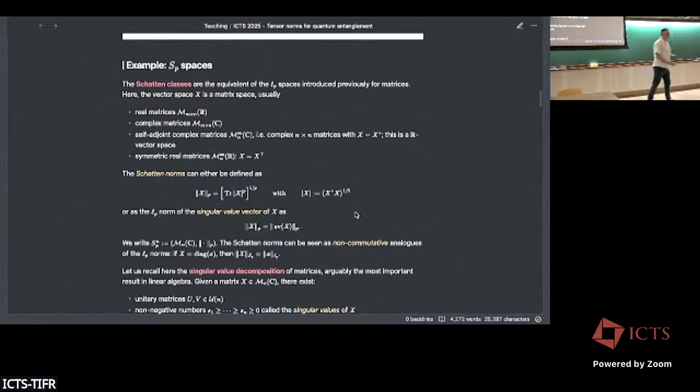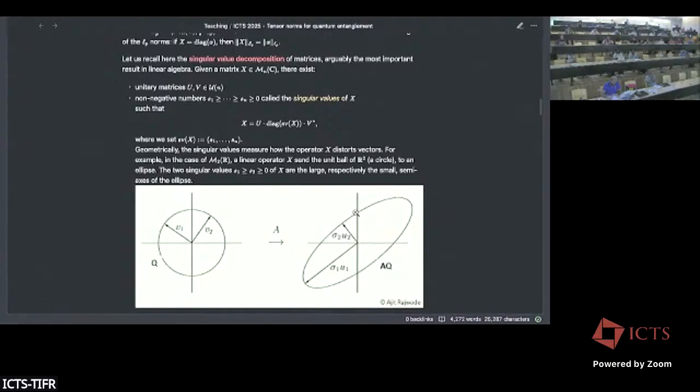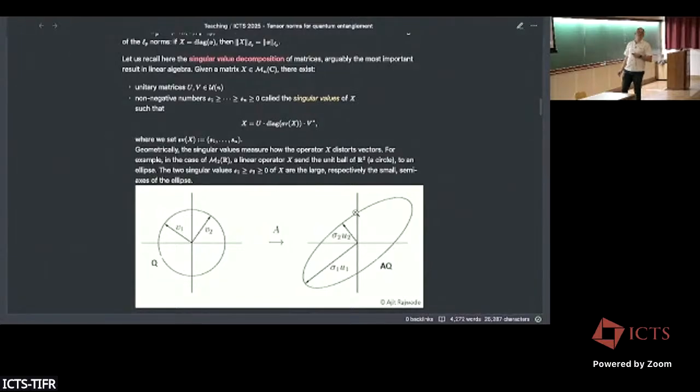But just two words about the singular value decomposition, which in my opinion is the most important result in linear algebra, maybe in some parts of mathematics, I don't know. It says the following. If you have a matrix, you can always decompose it as a unitary matrix times a diagonal matrix times another unitary matrix. The elements of this diagonal matrix are positive numbers, and they are called the singular values of X.